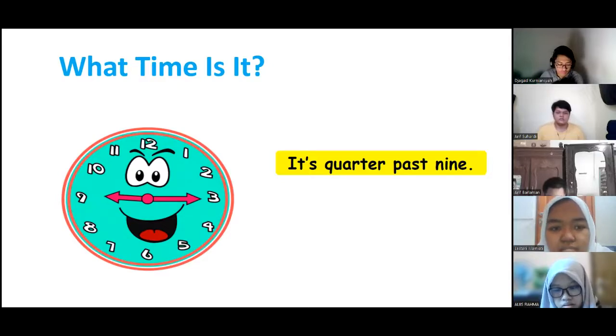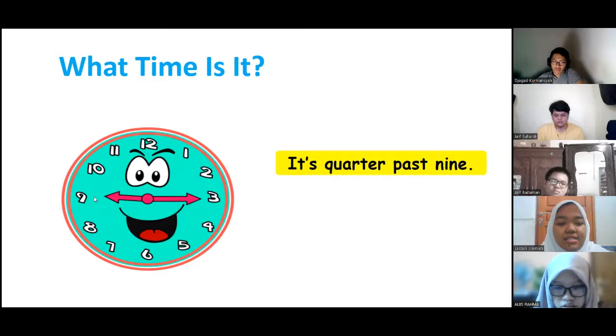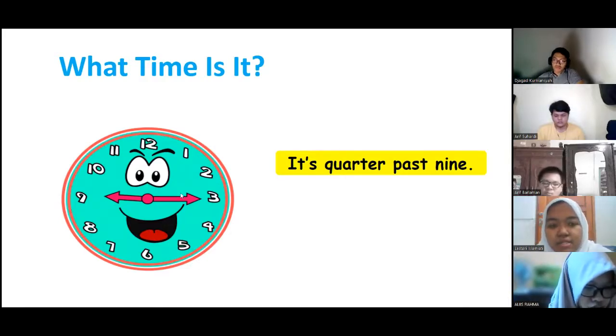So the quarter is obviously a quarter of the clock. You have 60 minutes, so the quarter must be 15 minutes. So if it's 9:15, you can say it as quarter past 9. So the quarter first and then past 9.